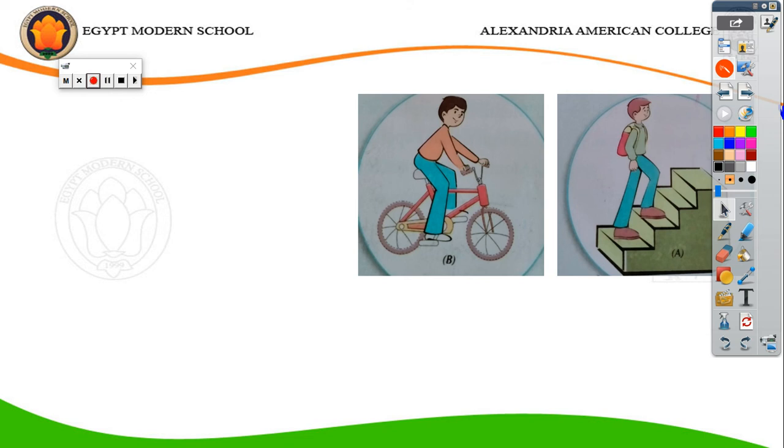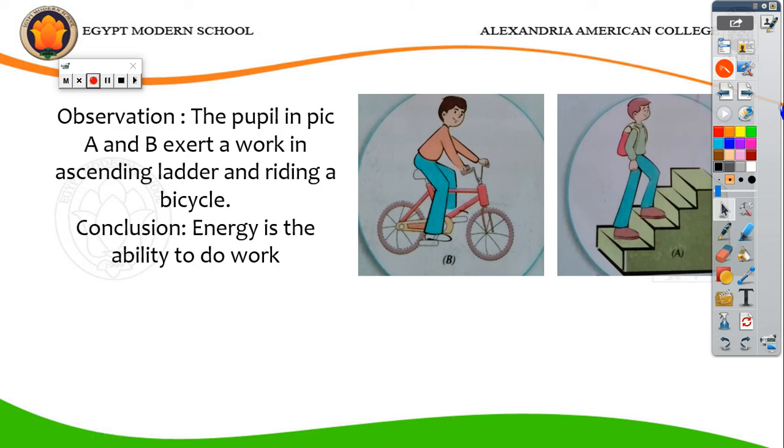Look at these pictures. The first picture, number A: this boy is ascending the ladder, and this boy is riding the bike. The observation: the pupils in pictures A and B exert work in ascending the ladder or riding a bicycle. Conclusion: energy is the ability to do work.